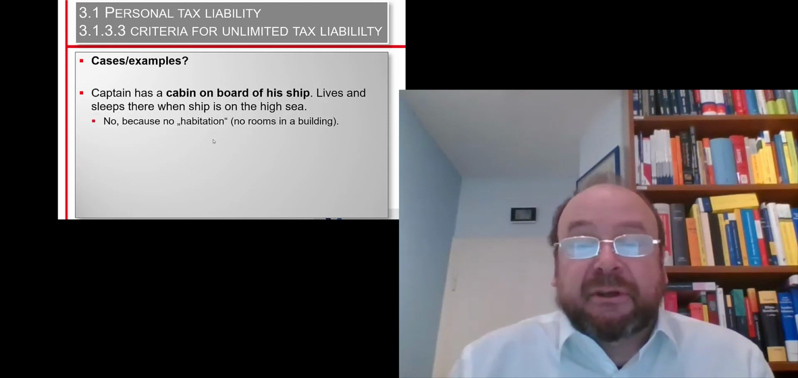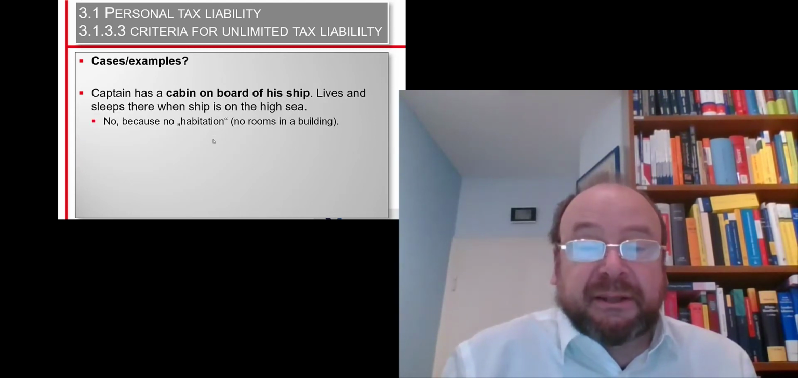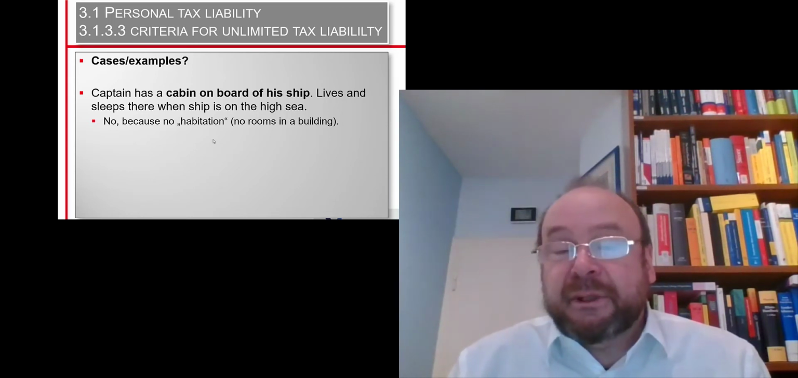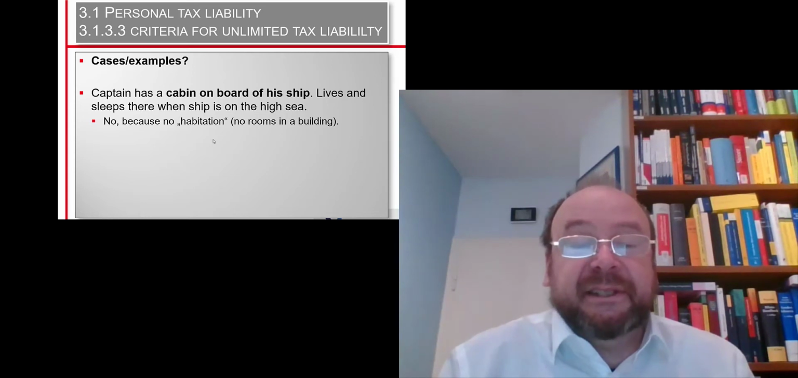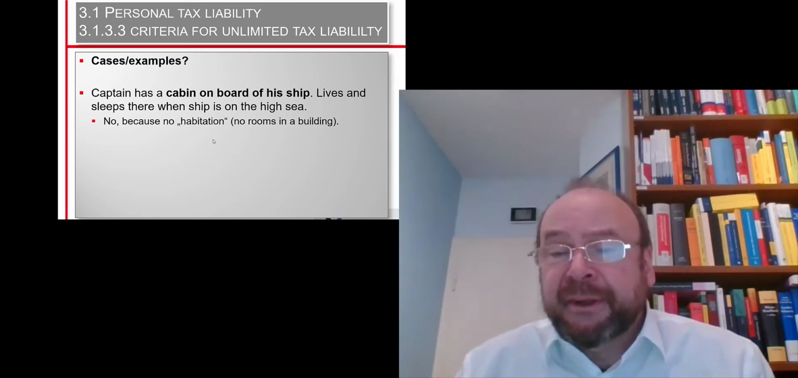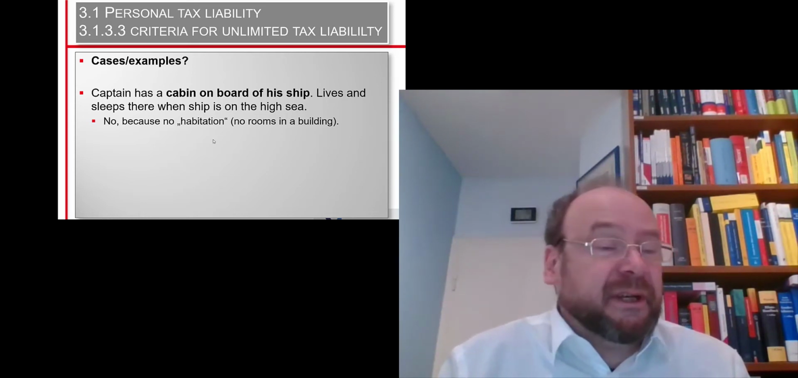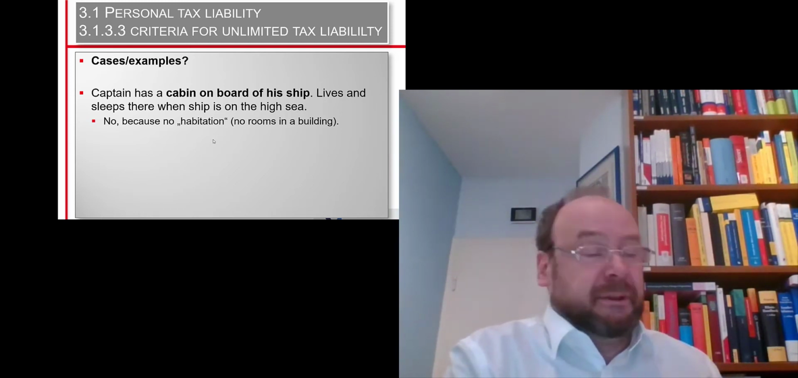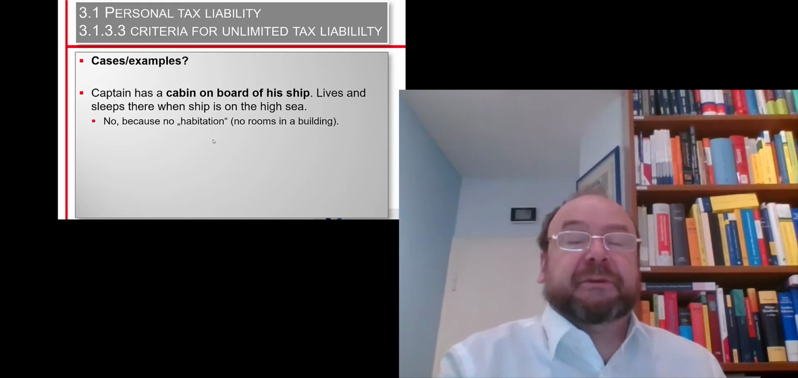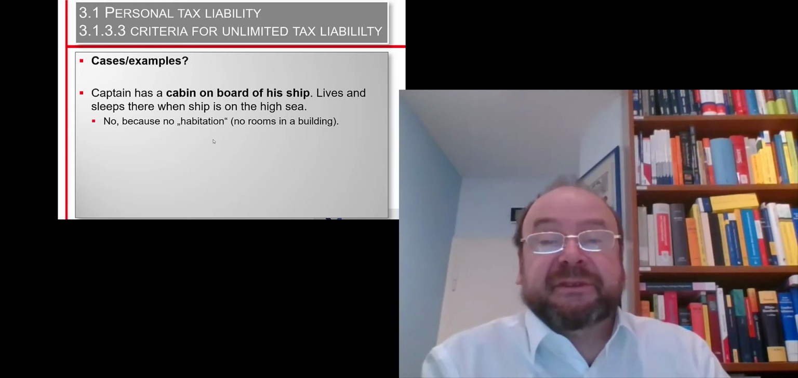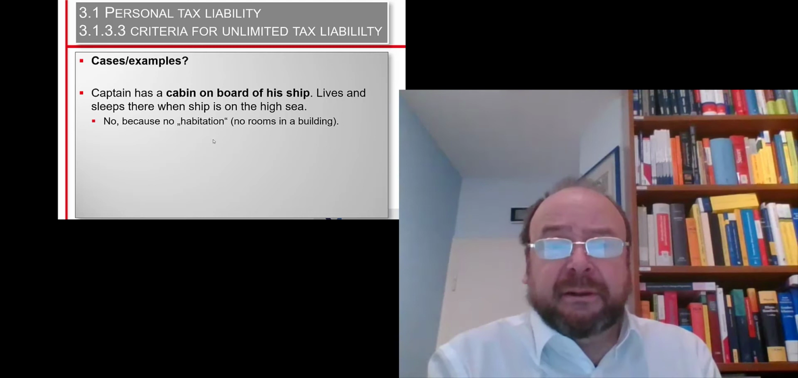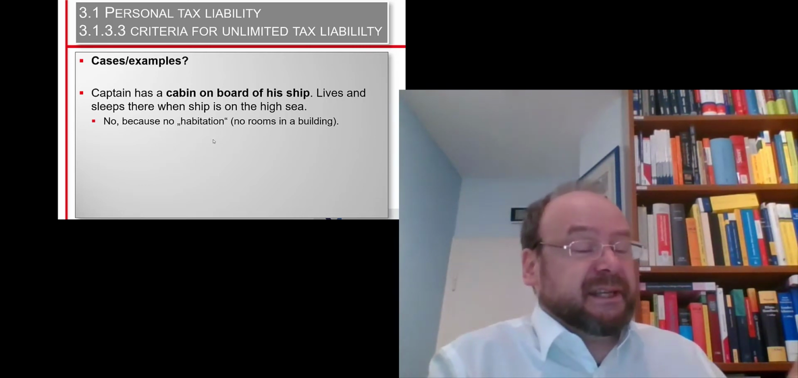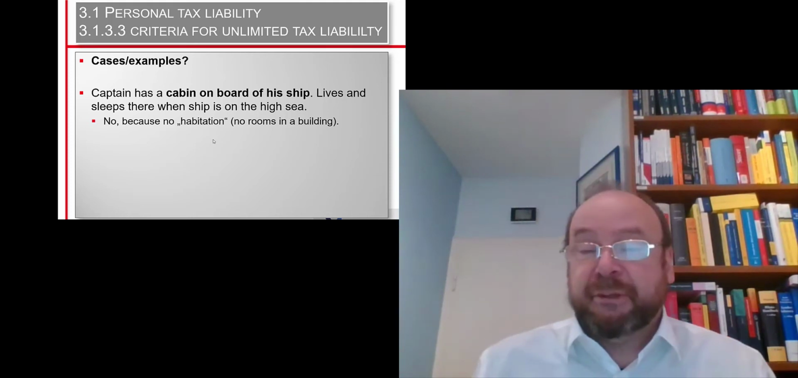You are a captain on board of a ship, and you live there and sleep in a cabin when the ship is on the high sea. A cabin in a ship is not a habitation. It's not rooms which you want to keep. You have the cabin at your disposal, but it's not sufficient to see that as a habitation, as rooms or a home. You can't say my home is my cabin on the ship.